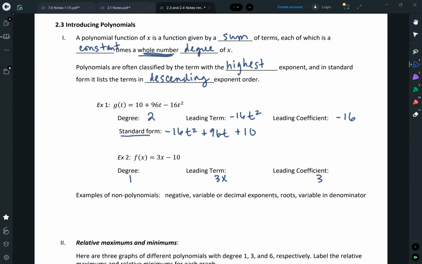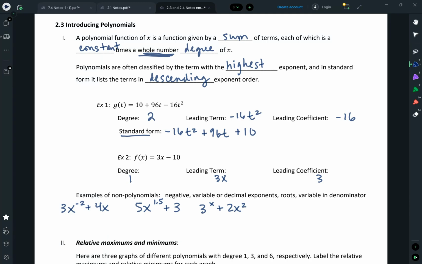So examples of non-polynomials would be like if I have a negative exponent. So 3x to the negative 2 power plus 4x. That would not be a polynomial. It has a negative exponent. Variable or decimal exponents. So if I have a 5x to the 1.5 power plus 3, that would not be a polynomial. If the variable is the exponent, so if I have like 3 to the x power plus 2x squared, that is not a polynomial. My x is in the exponent.